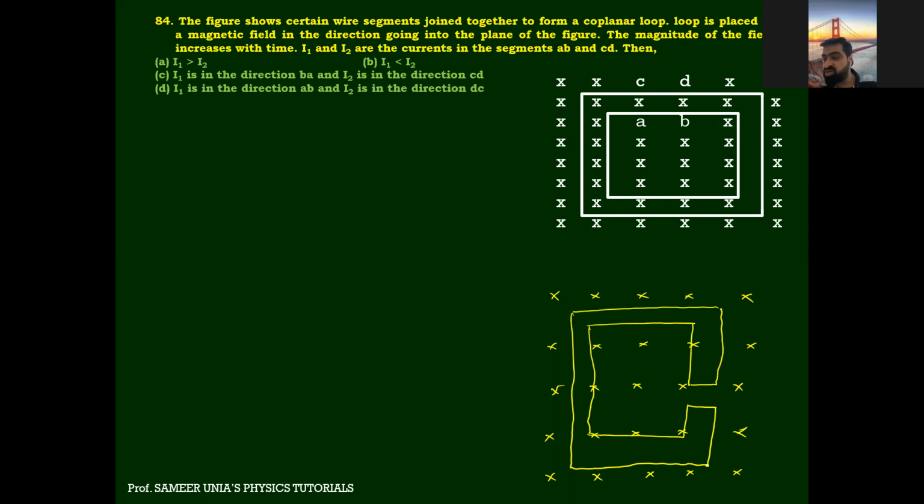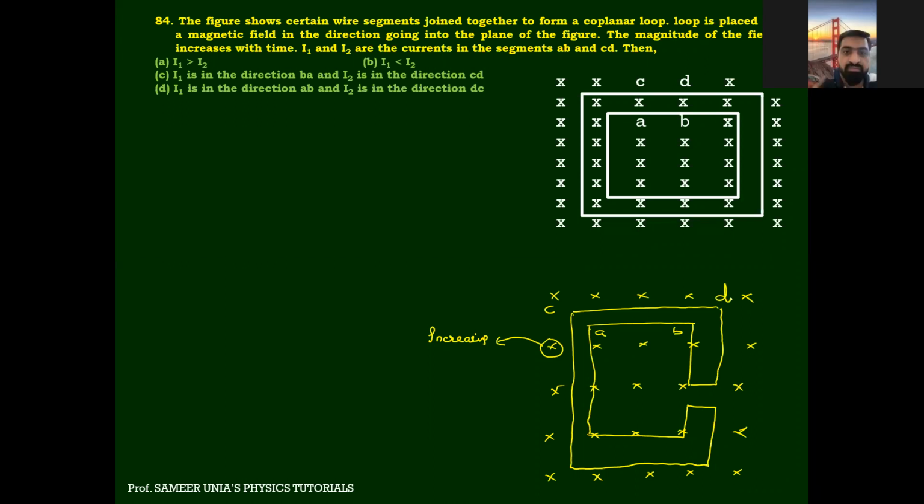Okay. The figure shows a certain wire segment joined together to form a coupling or loop. The loop is placed in a magnetic field going into the plane. You can see the magnitude of the field is increasing. This dot is increasing. Okay, beautiful. Now listen to me. What is going to happen? So they are telling you this is A, B, and the outer one is C, D.